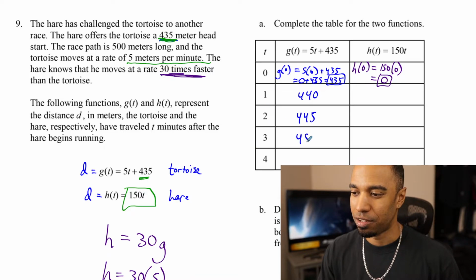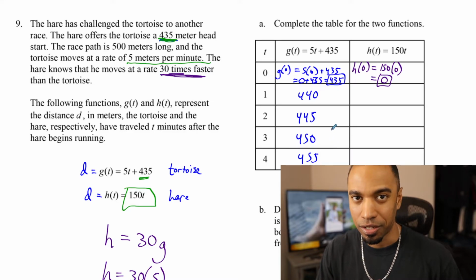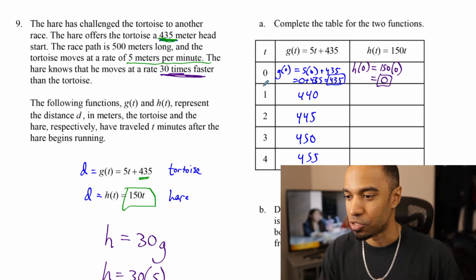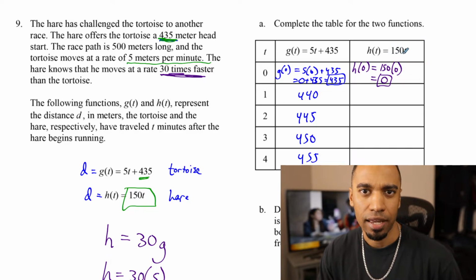Add 5 again, 450. Add 5 again, 455. That's a nice concept of linear functions. They stay at a constant rate as long as these go up at a constant rate. And you can apply the same thing right here for this, but as you add, you might as well multiply as well.